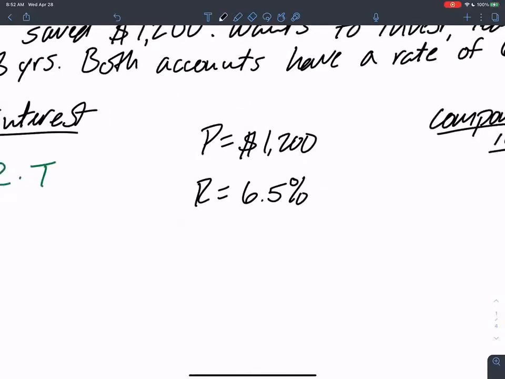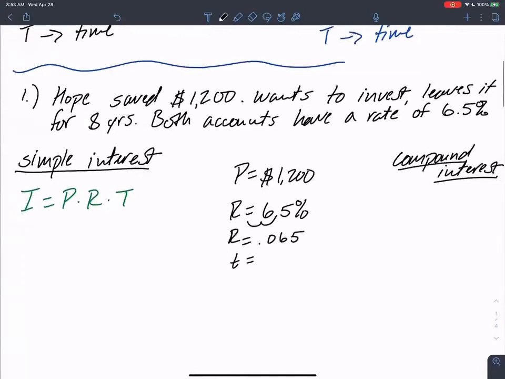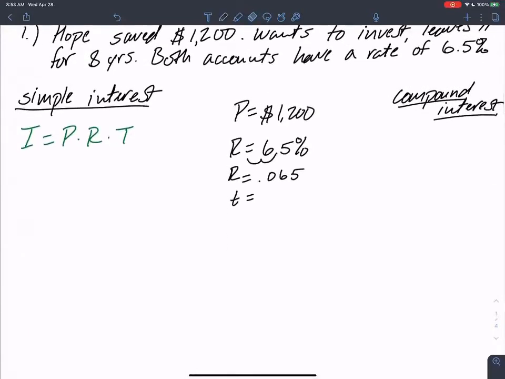So let's convert into a decimal. Just got to move it 2 places to the left. 1, 2. Your rate is 0.065. Okay? And now time. Time, we said 8 years. All right. So we defined all of our variables here that we're going to use. We got the numbers. So let's go ahead and plug in.